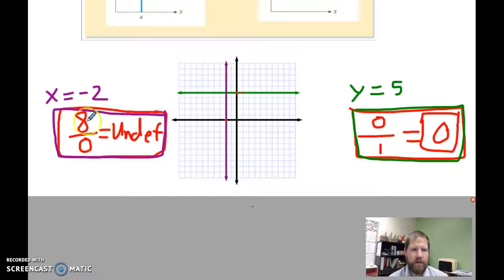And you can remember this because it doesn't matter where my vertical or horizontal lines are. My horizontal line could be way down here at negative 2 million y. It's still going to have a slope of 0. So if you can remember that horizontal lines have a slope of 0 and vertical lines have an undefined slope, a lot of these problems will be easy to answer.